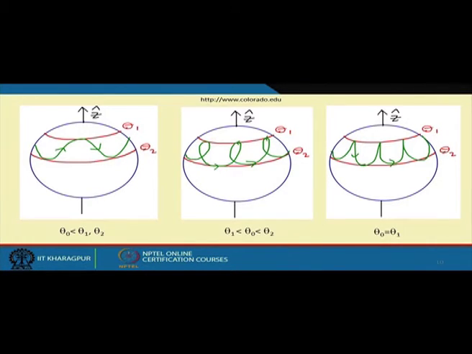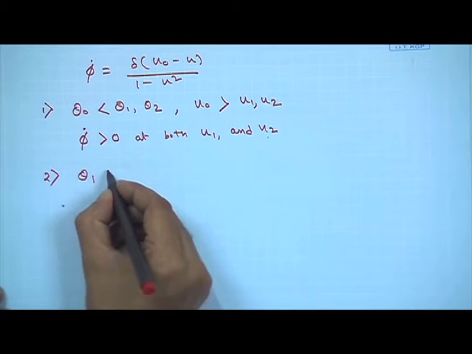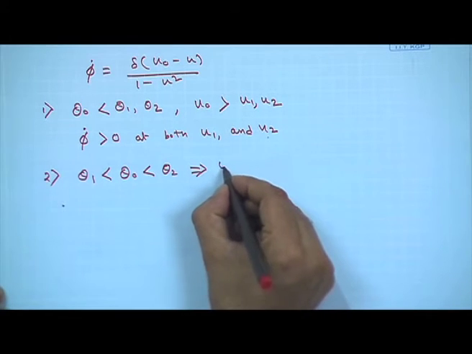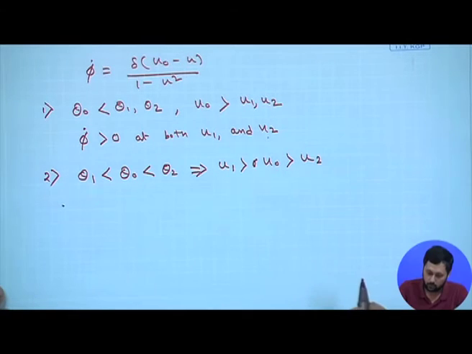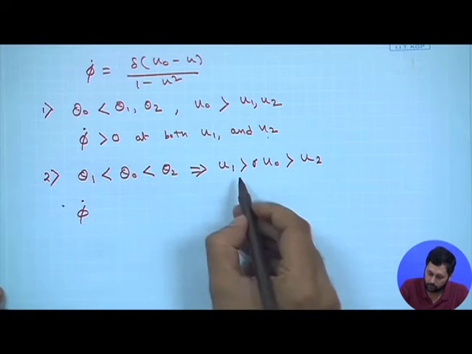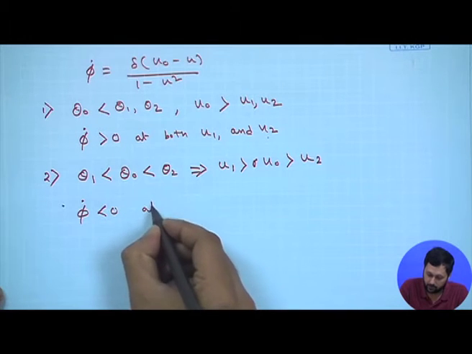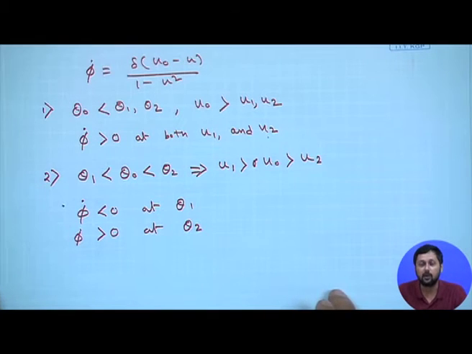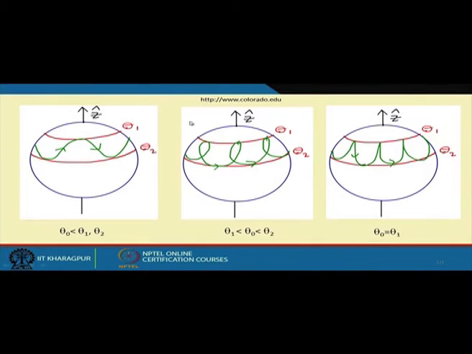Now, if I take the second condition, which is theta 1 less than theta 0 less than theta 2, which corresponds to u 1 greater than u 0 greater than u 2, then u 0 is less than u 1. That means phi dot is less than 0 at theta 1, and phi dot is greater than 0 at theta 2. So, you have a precession which is positive at the lower bound, but negative at the upper bound, which corresponds to the second case.